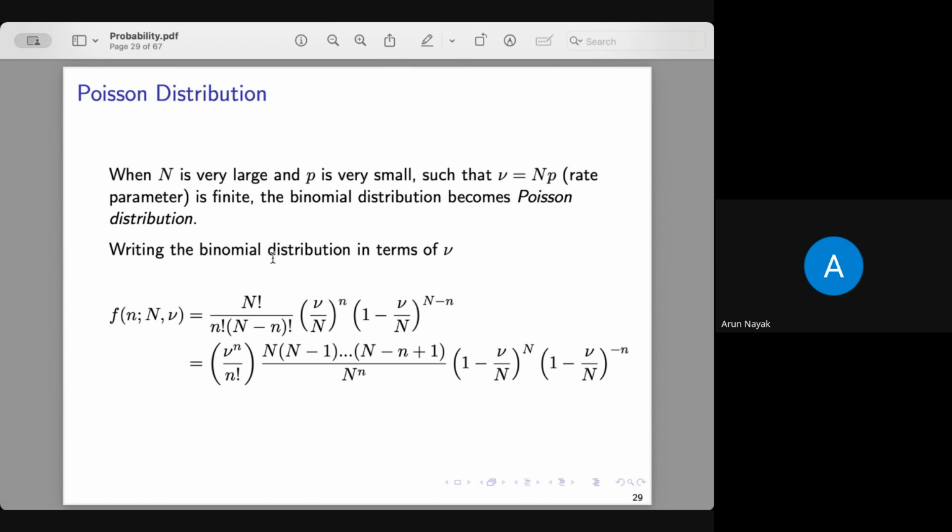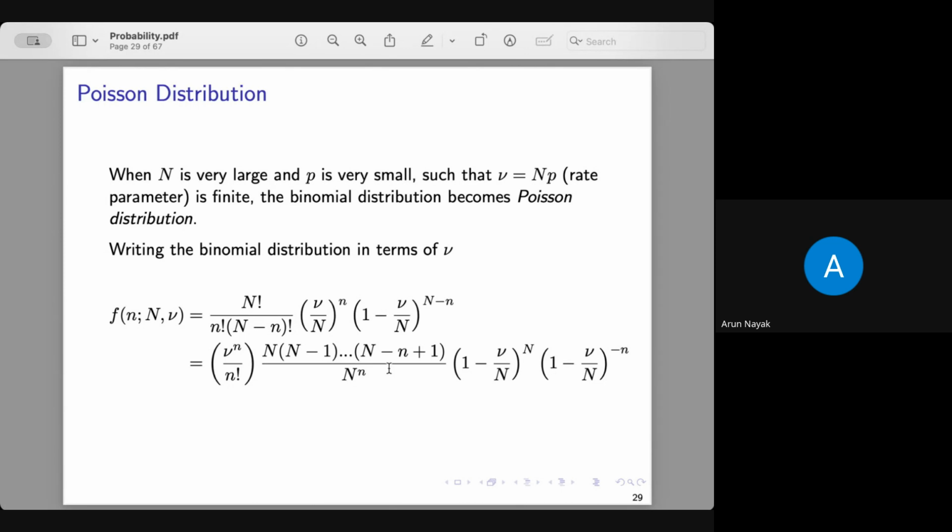So let's start from the binomial distribution. We replace p to the power n and 1 minus p to the power N minus n in terms of nu. So we write p as nu by N. Then we can rewrite this way. I'll keep this nu to the power n by n factorial here, and then we have this N minus n factorial here.